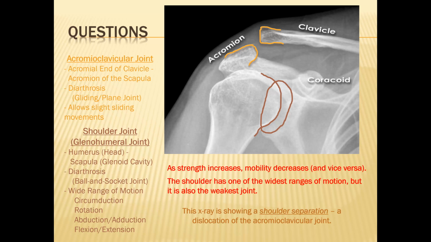And then this X-ray is showing what is called a shoulder separation, which is a dislocation of the acromioclavicular joint. So you can see in the X-ray that the clavicle and the acromion are not touching each other like they should. So this is what we call a shoulder separation. What we call a shoulder dislocation is when the head of the humerus comes away from the glenoid cavity of the scapula.